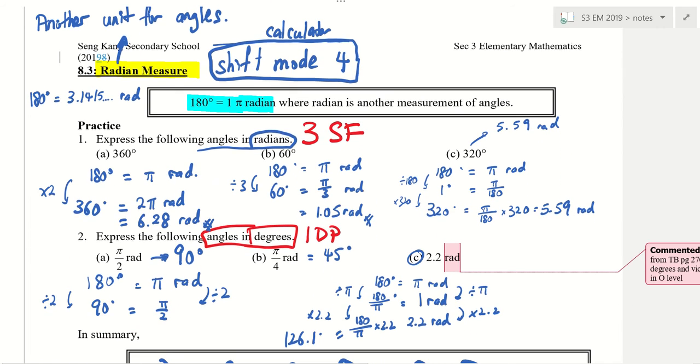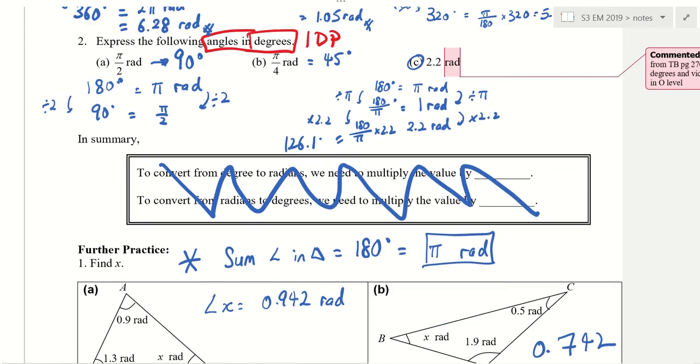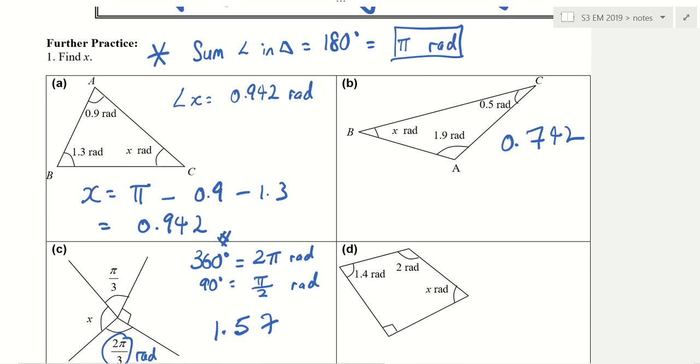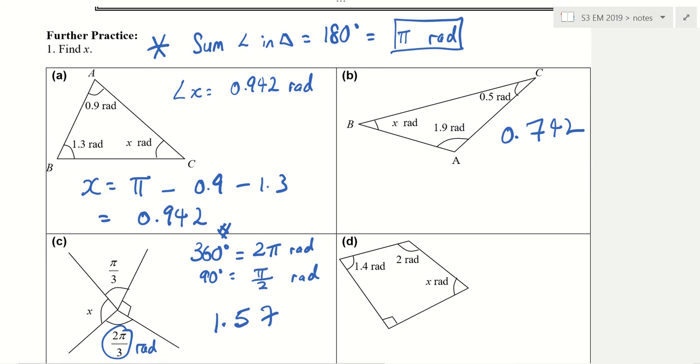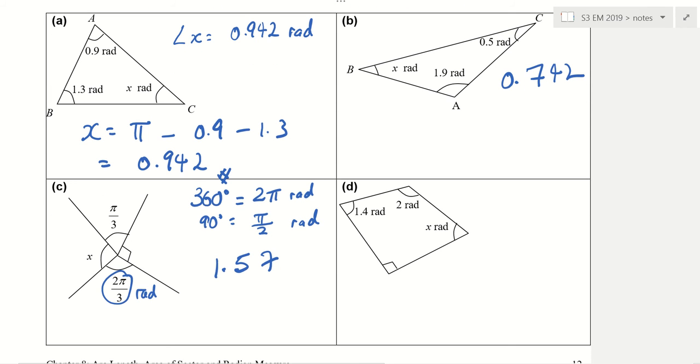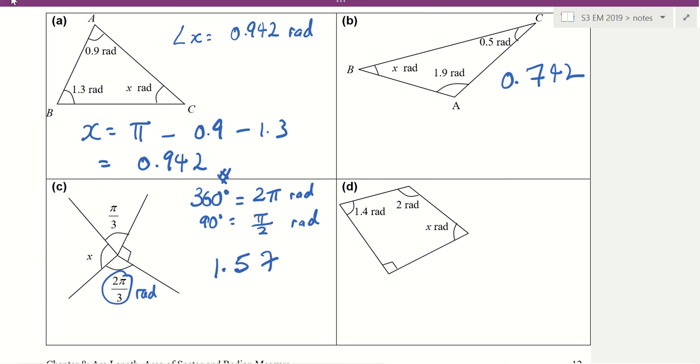So, radian is another unit to measure angle. This is the conversion rate. Don't bother about the square. Sum of the angle in a triangle is 180 degree or pi radian. And now we are at C. What's the answer for D?